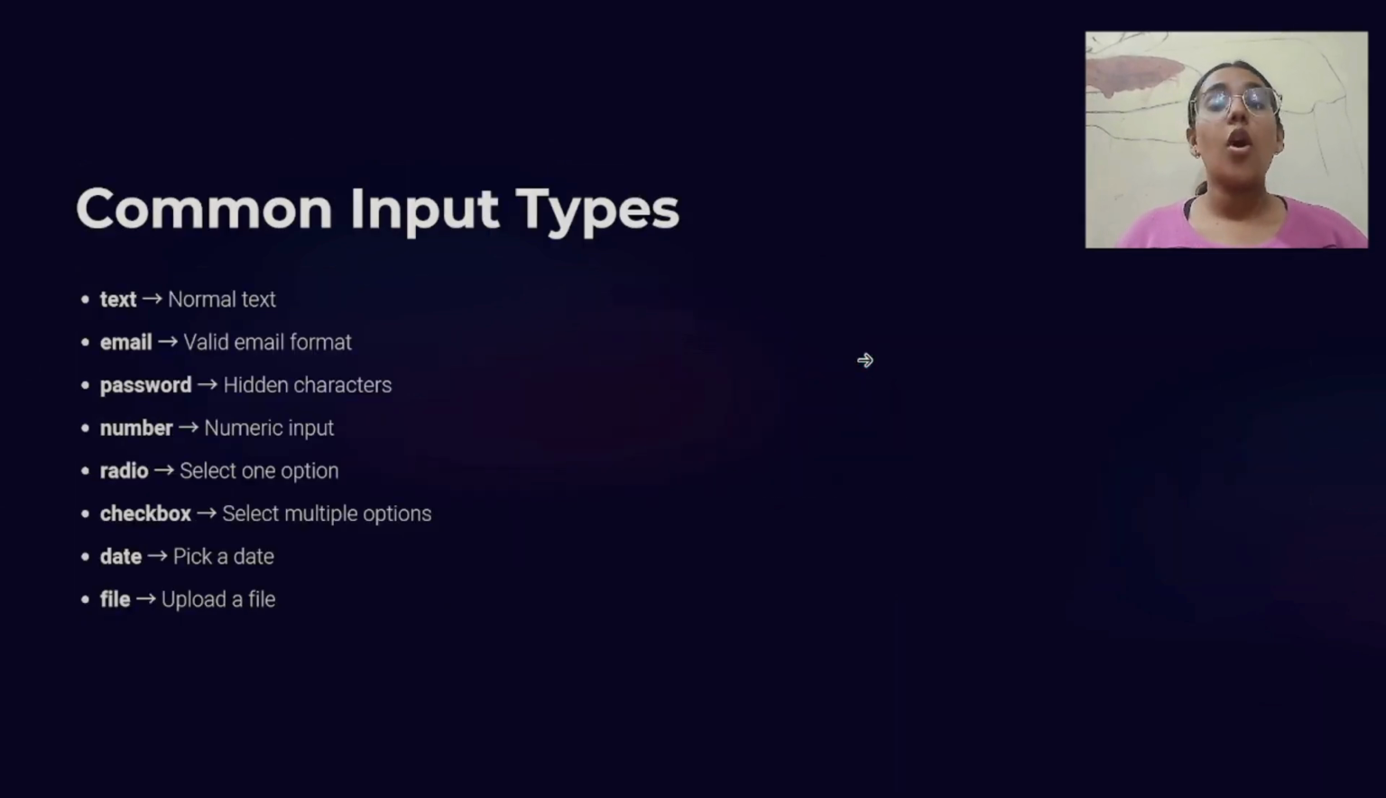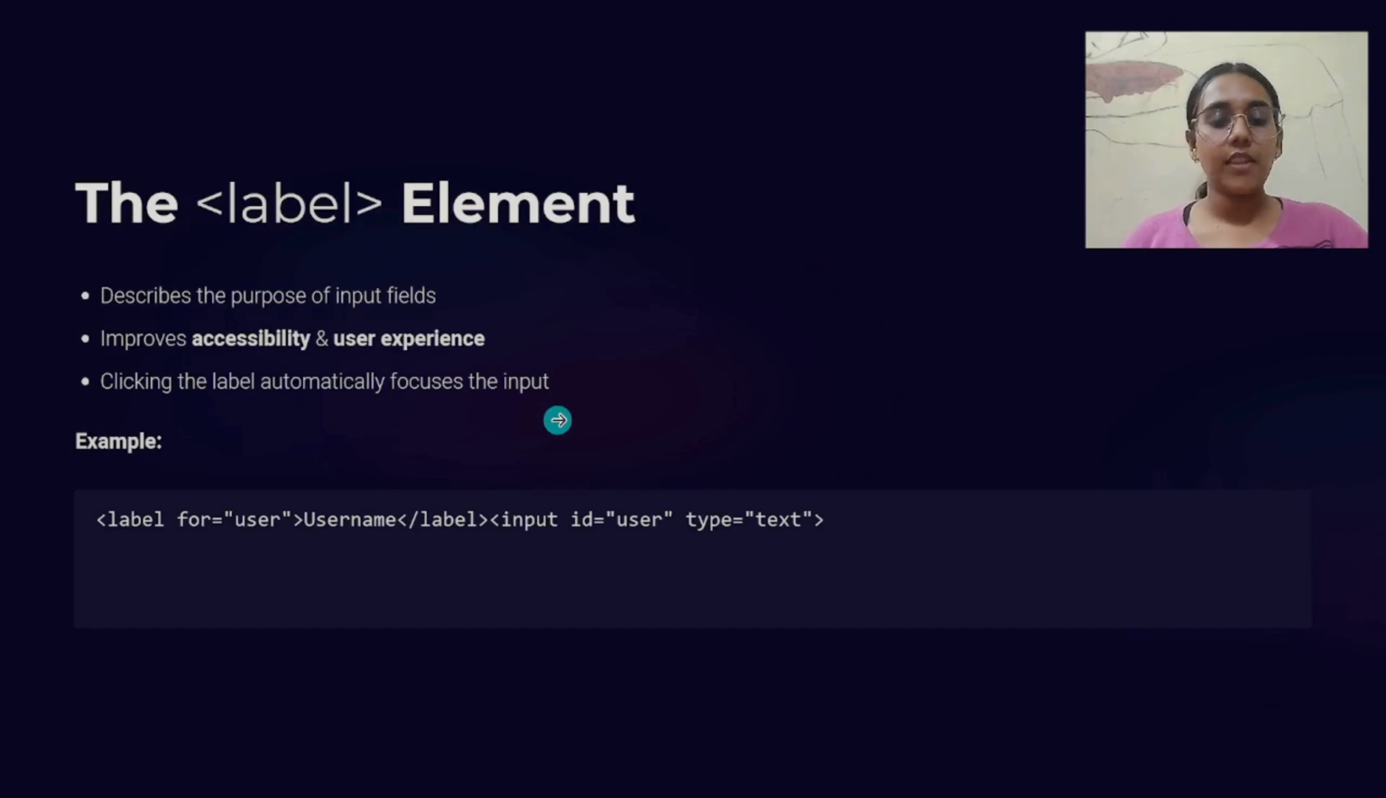Next, common input types. HTML provides many input types. For example, here we have text, which is for normal text, then email for email addresses, password for hidden characters, radio buttons for selecting one option, checkbox for selecting multiple options, date for choosing a date, and file for uploading documents or images.